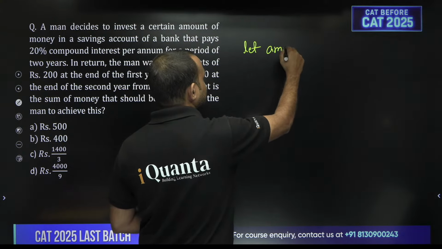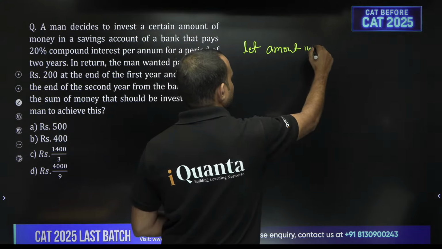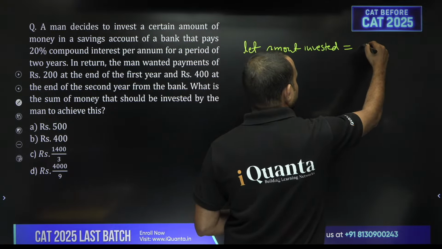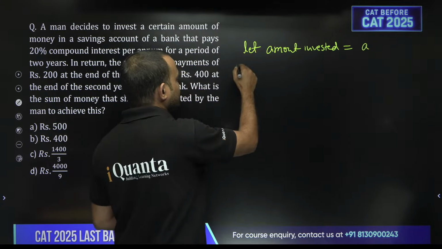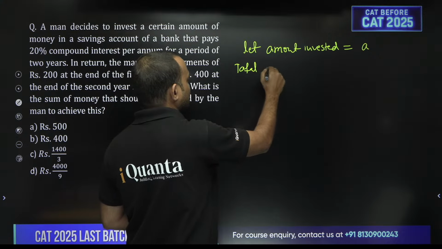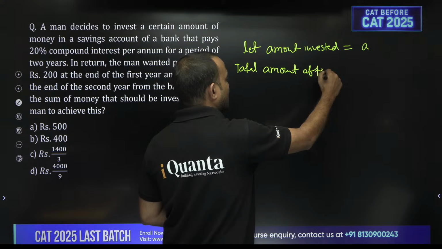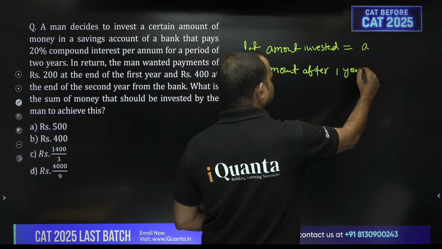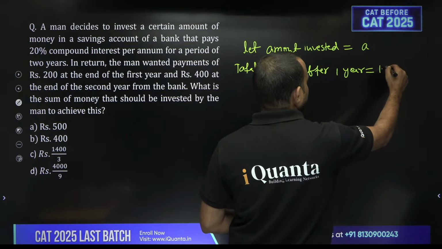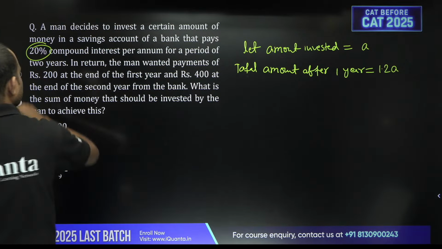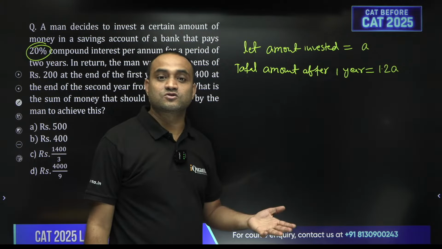Let the amount invested be equal to A, right? So what will be the total amount after 1 year? It will be 1.2A, right? Because the rate of interest is 20%.